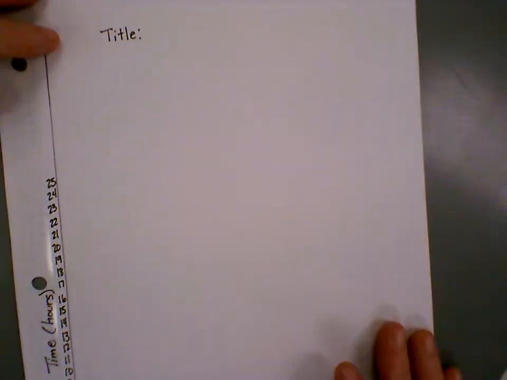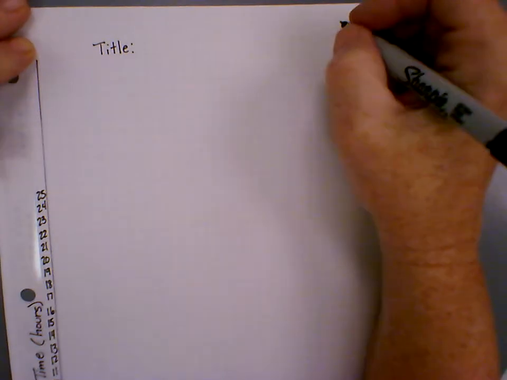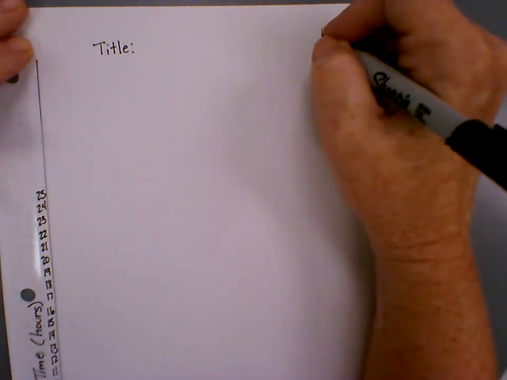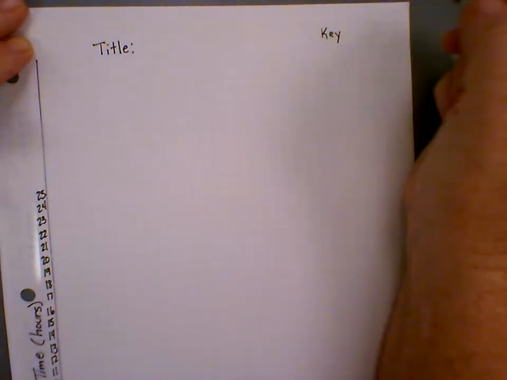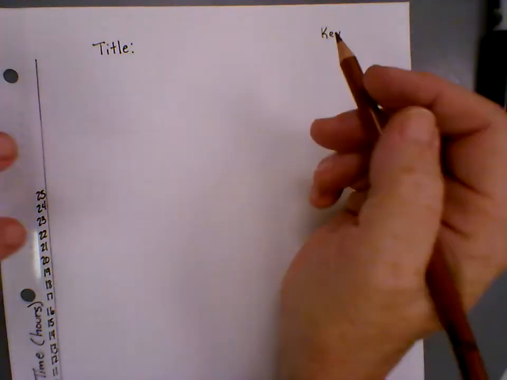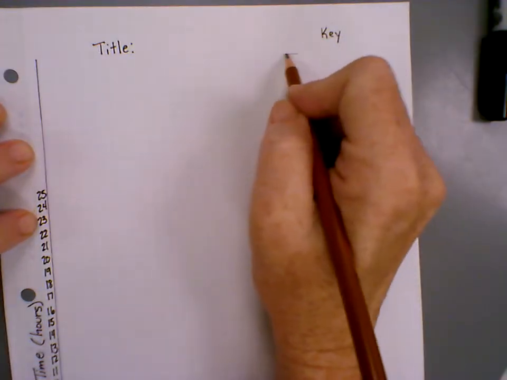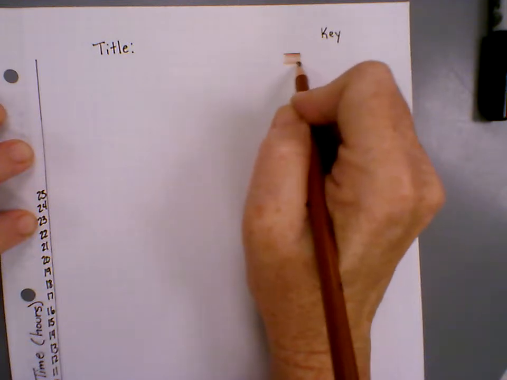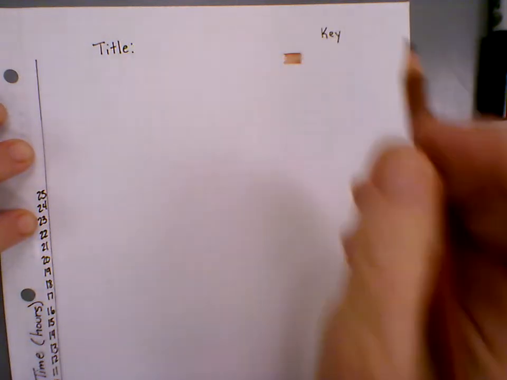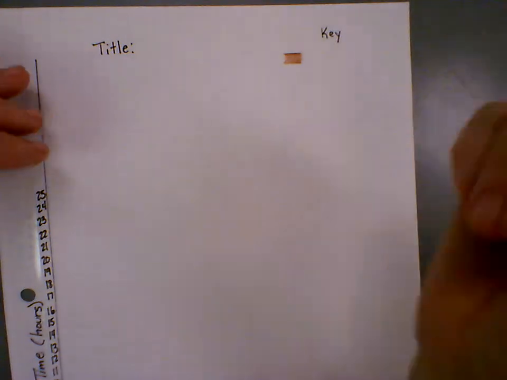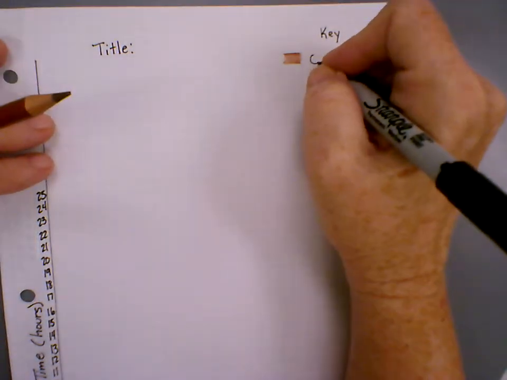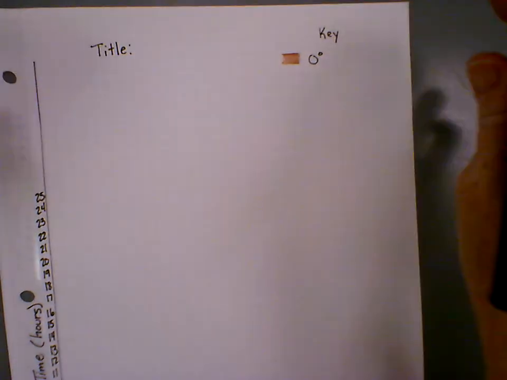And then we're also going to create our key. And I'm going to put my key up here in the top right-hand corner. So my key is going to be my colors and what my colors represent. So I used brown for 0 degrees north, 0 degrees, which is the equator. So this is going to be 0 degrees.